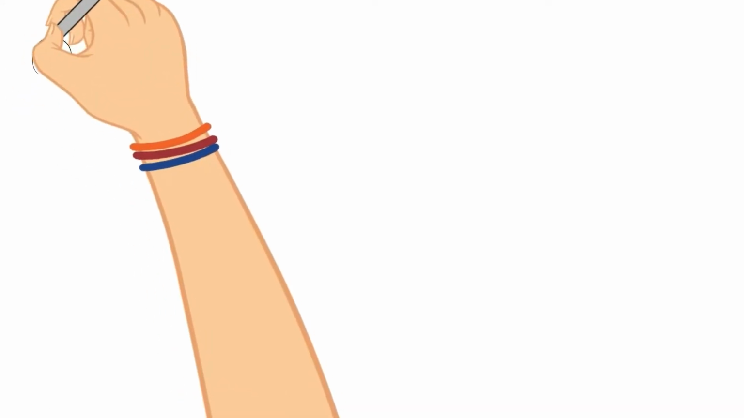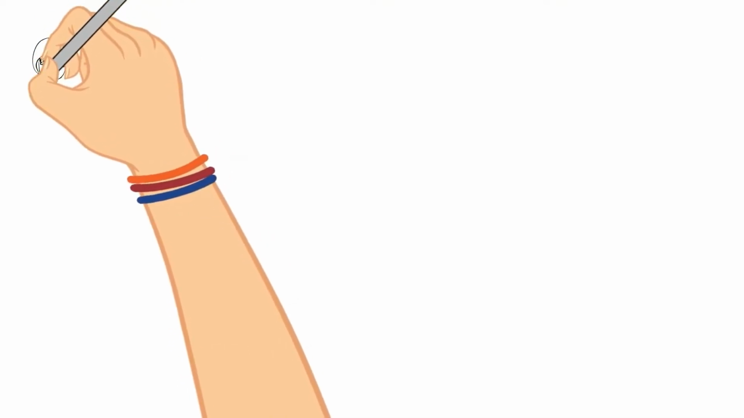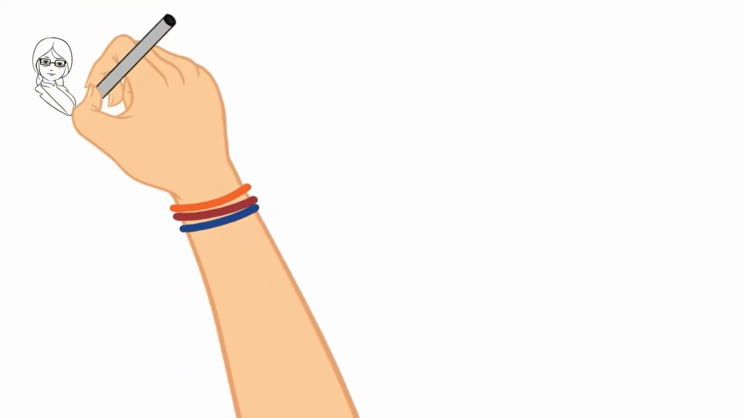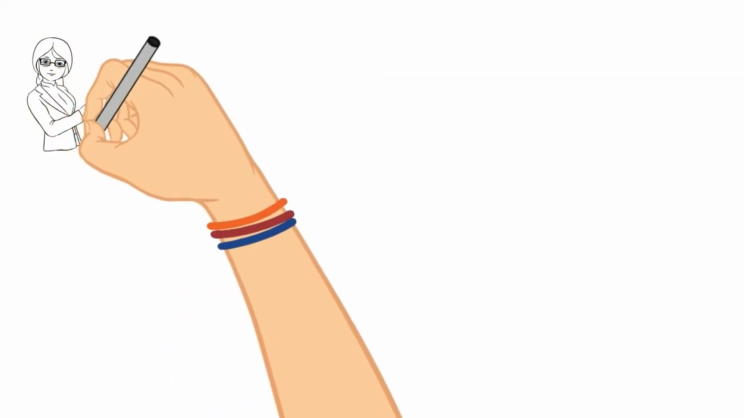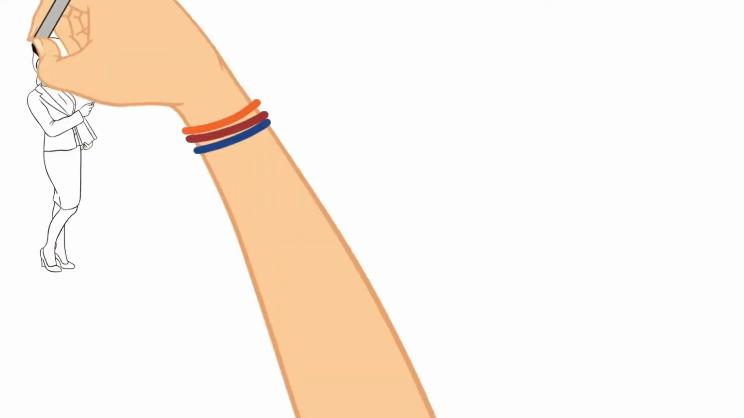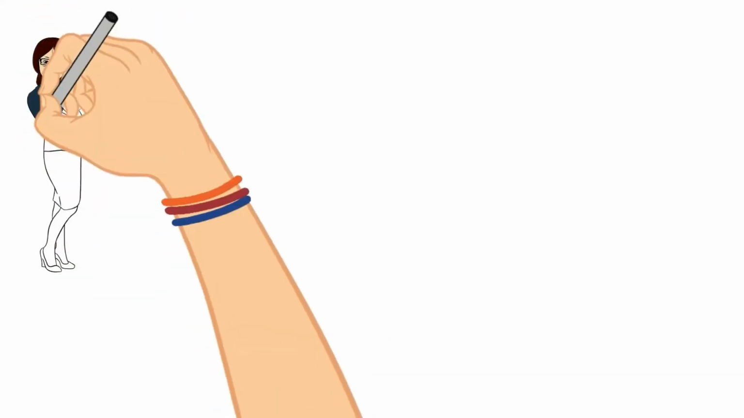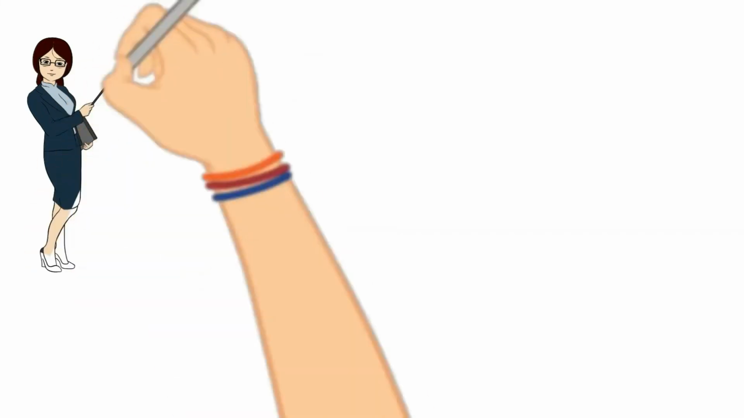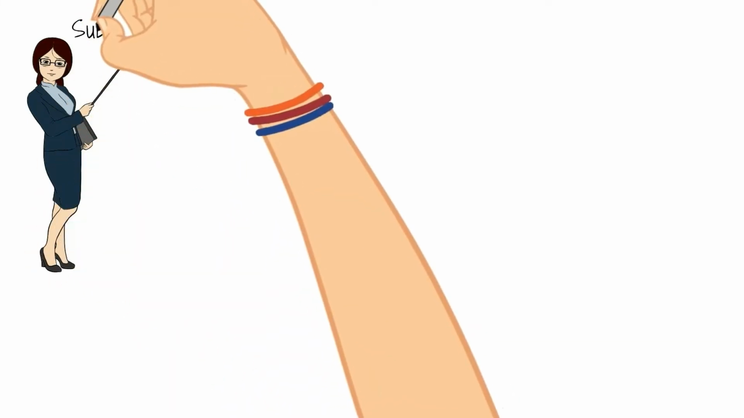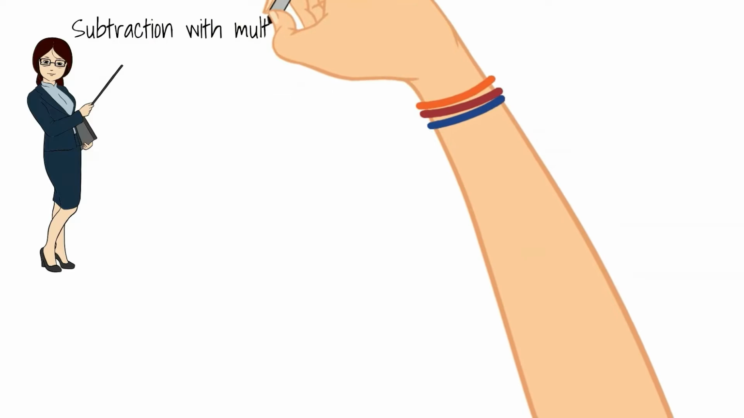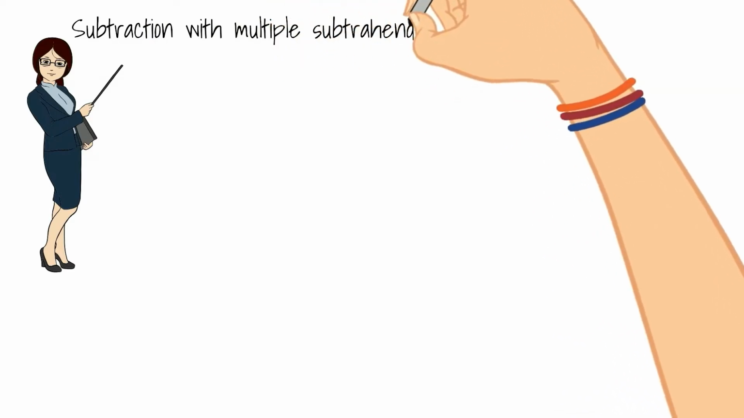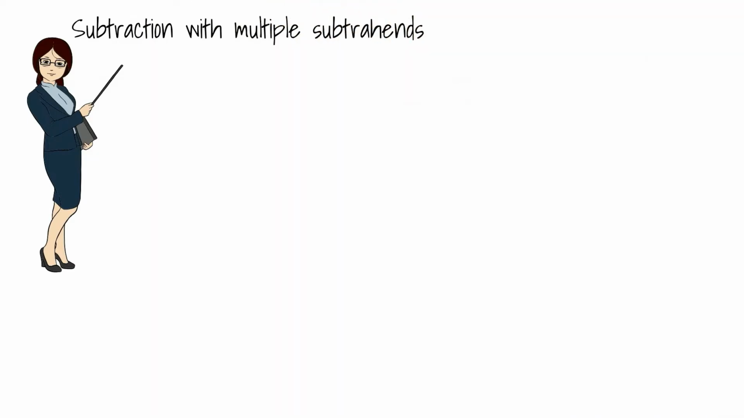Hi, I am teacher Anna and I am here to continue our lesson about subtraction. In previous lessons, we learnt about the definition of subtraction and how to perform subtraction with single-digit whole numbers and multi-digit whole numbers. This time let us perform subtraction with multiple subtrahends. So how is subtraction performed if there are multiple subtrahends?